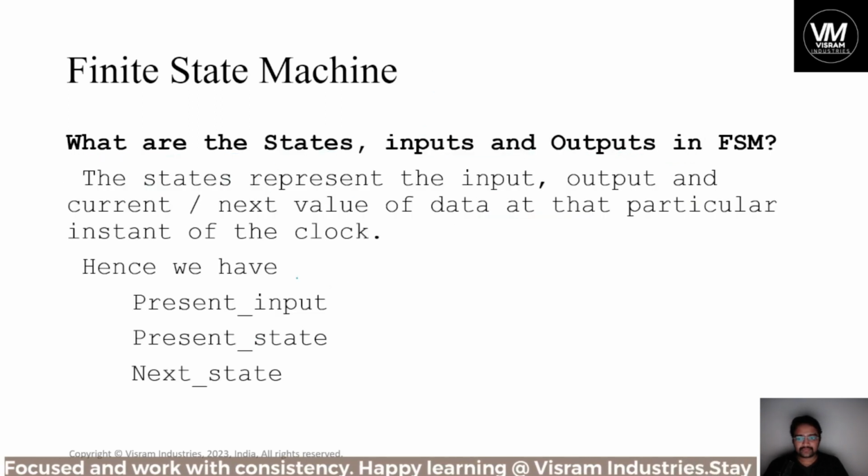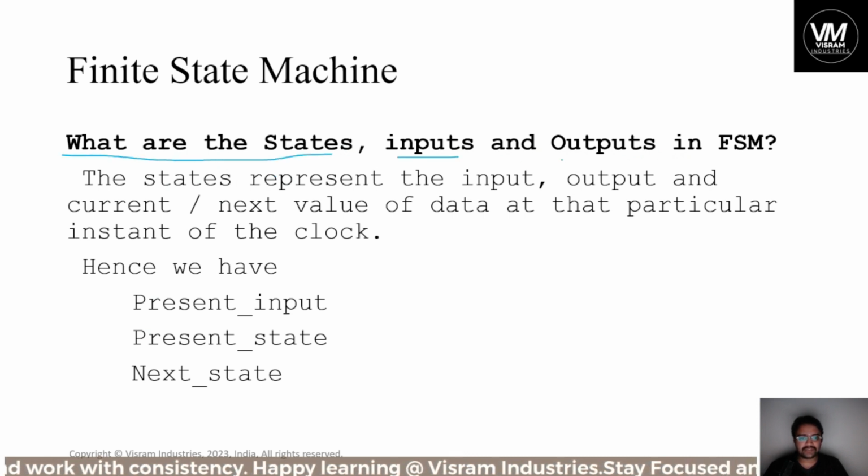So let us go to the next question. What are the states, inputs and outputs in the FSM? Now we know there are two different types of developments in the FSM implementation: one is Moore FSM and one is Mealy FSM. But what are the components? What are the elements? Now we are talking about hardware architecture, but what are the components of FSM?